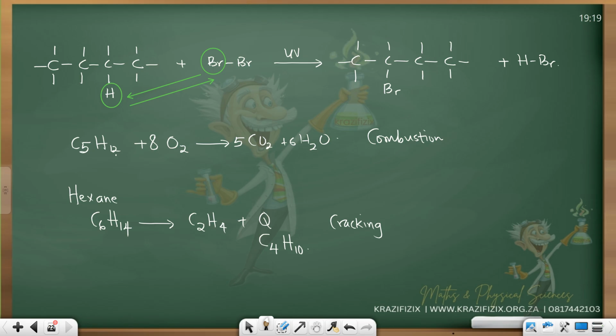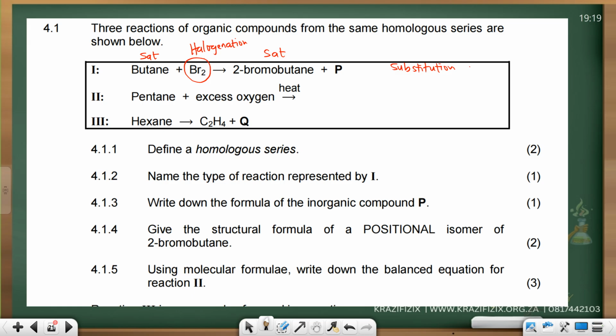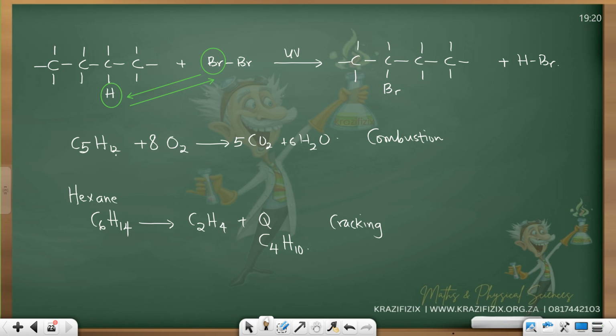Did it make sense? Look at how sweet we did all of that. But let's answer the questions. Define a homologous series. Please, you should be able to define. Name the type of reaction represented by 1: substitution. Write down the formula of inorganic compound P: HBr, we did. Give 2 structural formulae of a positional isomer of 2-bromobutane. For those of you that were in my class, we did this. 2-bromobutane. I want what? A positional what? Isomer.